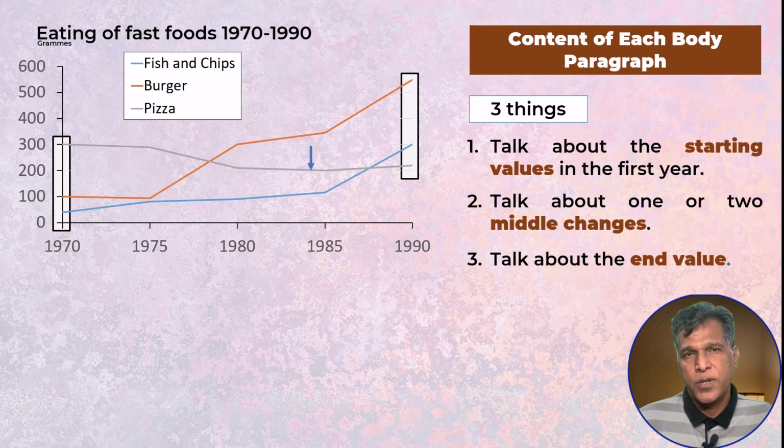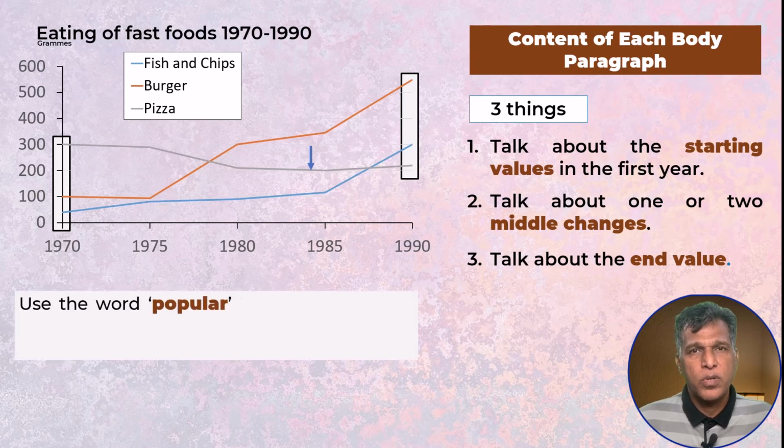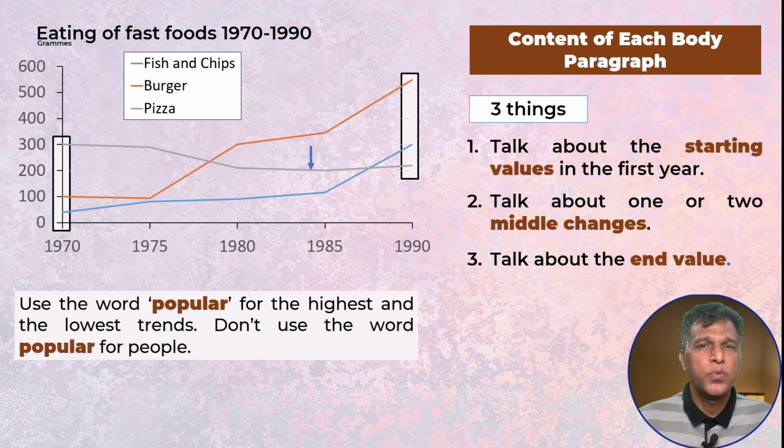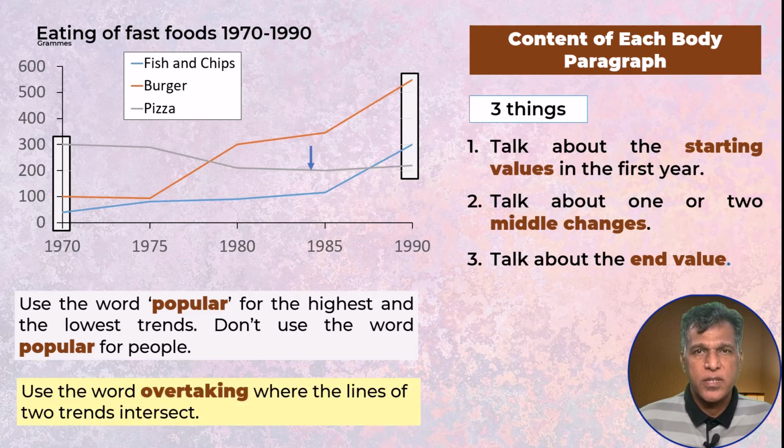And don't forget, when you talk about the highest value, you can use the word popular. But never use popular for people. Use it only for things or trends. Also, always report when two lines intersect or, in easy words, cross each other. You see, here they are crossing. This is called overtaking and it's a key comparison.